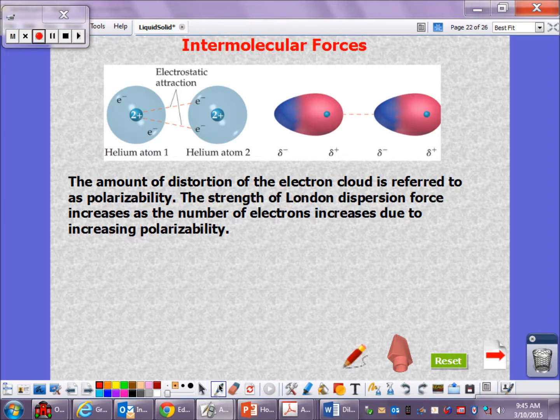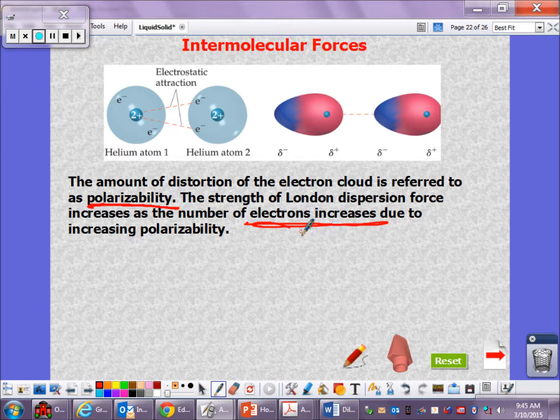I need for you to get used to that word because you should be using it in your essays. The strength of London dispersion increases as the number of electrons increases due to increasing polarizability. This is a very common question on tests. Very common, listen carefully. If you have two non-polar molecules, they ask you which one is stronger. The one that is larger, the one that has more electrons, is stronger.